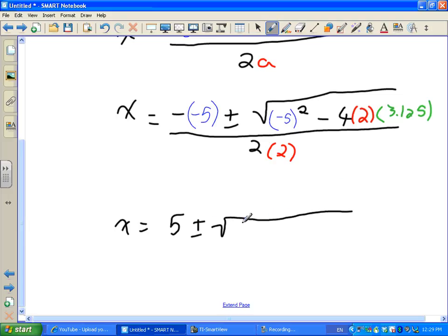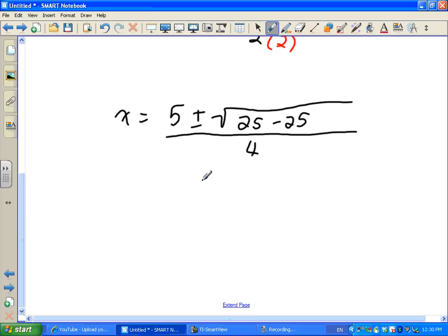The negative 5 squared is 25. Negative 4 times 2 times 3.125 is going to be negative 25. And 2 times 2 is 4. Okay? Let's keep going. X equals 5 plus or minus the root of 25 minus 25, which is 0. What's the square root of 0? It's going to be 0.